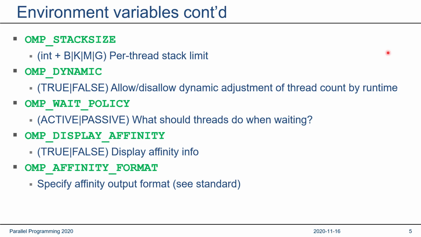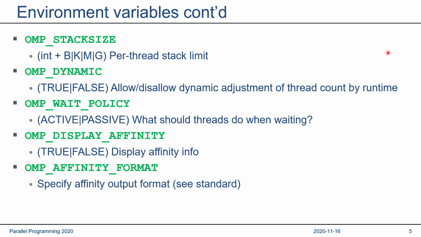OMP_DYNAMIC is interesting. It allows or disallows, via setting it to true or false, dynamic adjustment of thread count by the runtime. So there are some OpenMP runtimes which can determine whether or not your code is running effectively. So probably if you're spending a lot of time within the OMP runtime, the runtime can detect that and reduce the number of threads automatically. Often that's not what you want, because it's an automatic mechanism that's abstracted from your view, but it might be interesting in a production setting. Of course, not all OpenMP implementations actually support that.